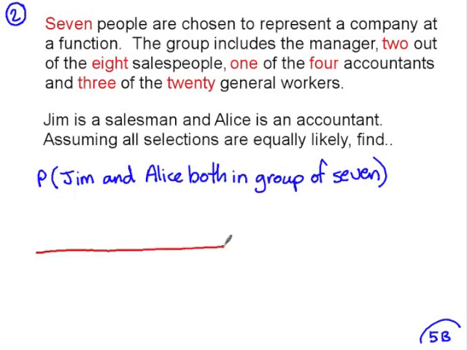Our denominator is the total number of possible groups of 7. Now we know that the group has to include the manager, so that's 1 choose 1, and 2 out of the 8 salespeople, so that's 8 choose 2, 1 of the 4 accountants, 4 choose 1, and 3 out of 20 general workers. So writing it in this way, we can see 1 plus 2 plus 1 plus 3 equals 7. We've chosen 7 people to represent the company.